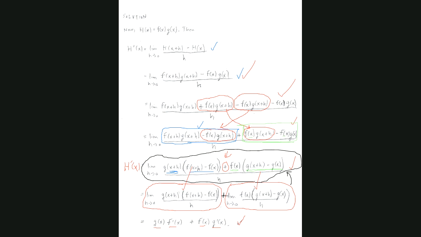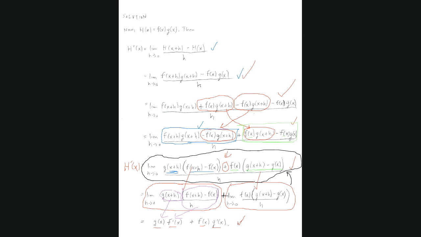All right, may we move on? Is everybody ready? I'll just make a comment here. As h goes to 0, g of x plus h is going to go to g of x. And then f of x plus h minus f of x over h, as h goes to 0, is going to go to f prime of x.